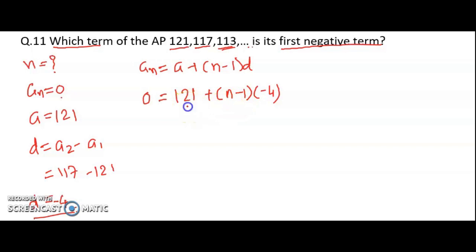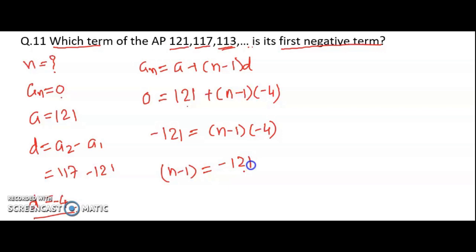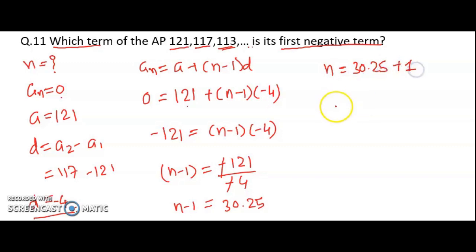If you simplify this, 121 comes to this side and becomes minus 121, equal to (n minus 1) multiplied with minus 4. So we get n minus 1 equal to minus 121 divided by minus 4. The minus signs cancel out, so we get n minus 1 equal to 121 divided by 4, which is 30.25. Hence we get n equal to 30.25 plus 1, so n equal to 31.25.